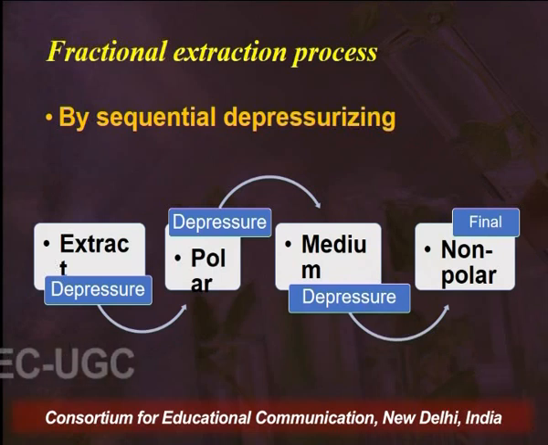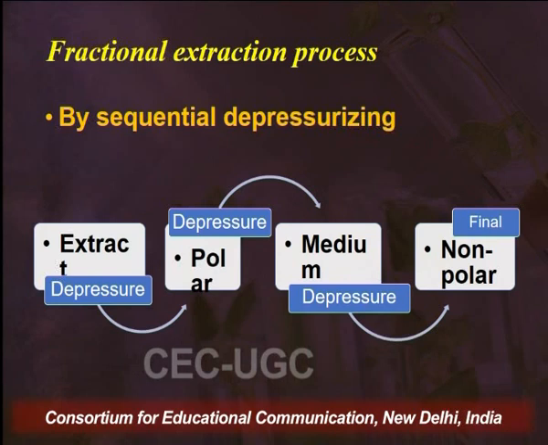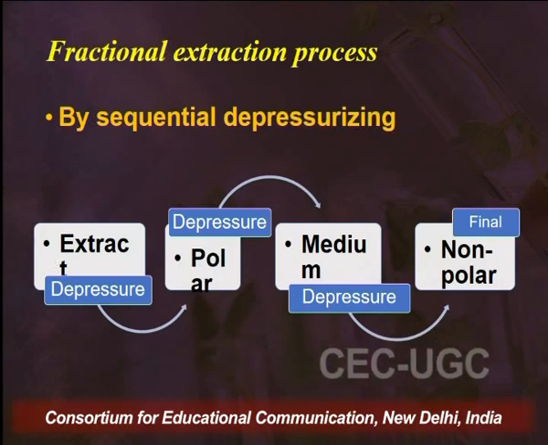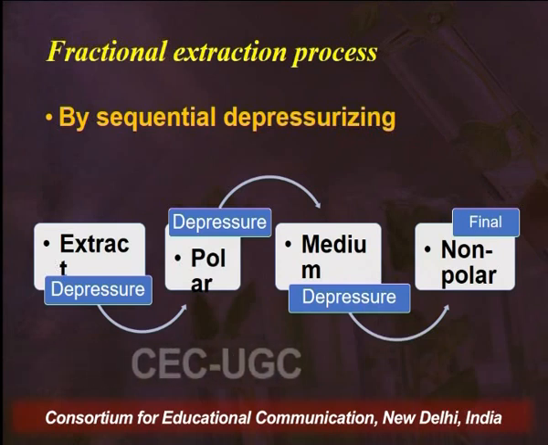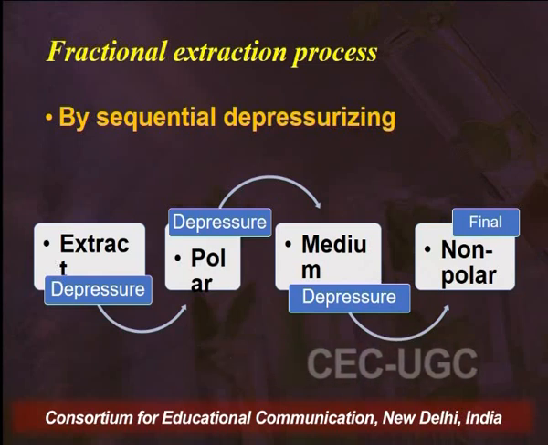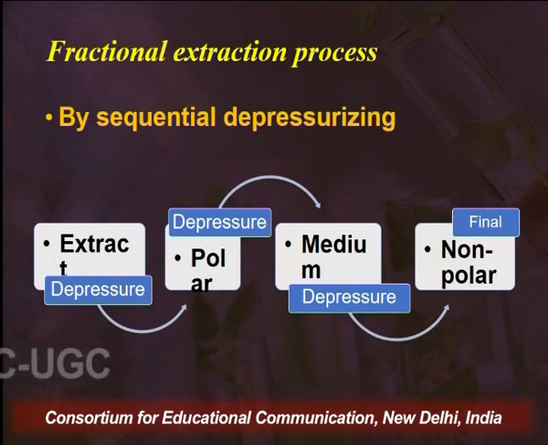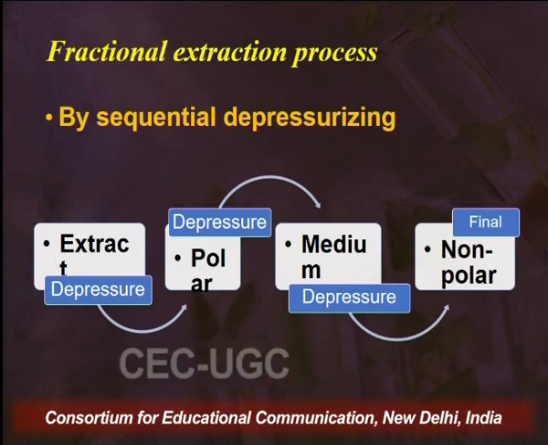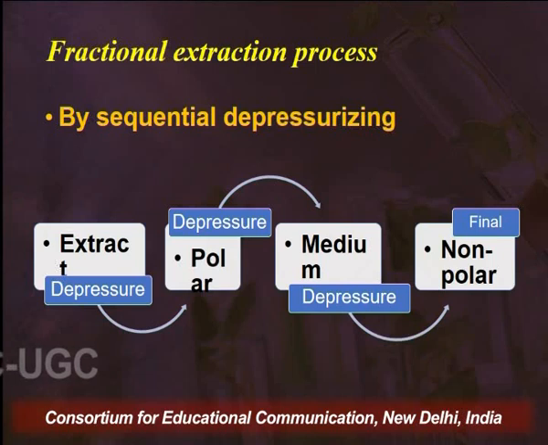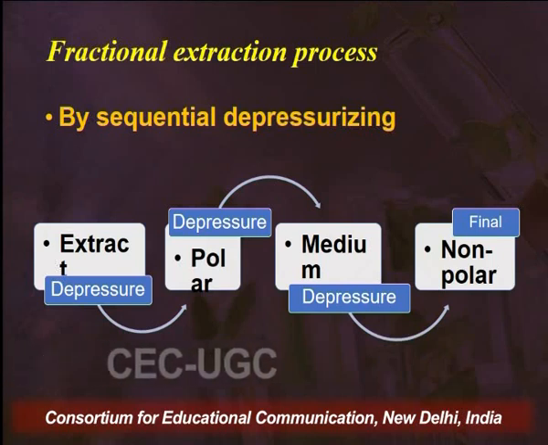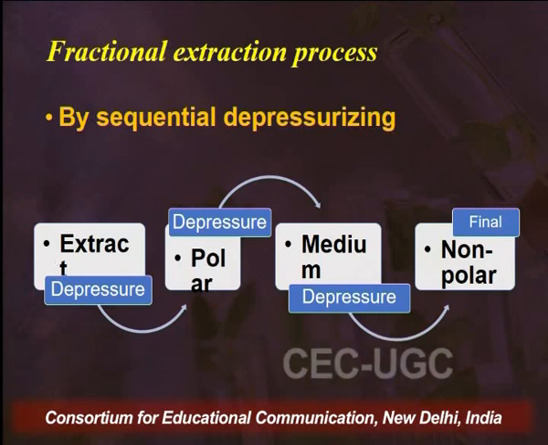Once the extraction is complete, that extract is then subjected to a change in the pressure conditions. First, slight depressurization is done, and due to this the polar constituents become insoluble in the extract, because as you depressurize the extract, the properties of carbon dioxide change and its solubilizing power for polar constituents will decrease. As a result, the polar constituents will separate out.